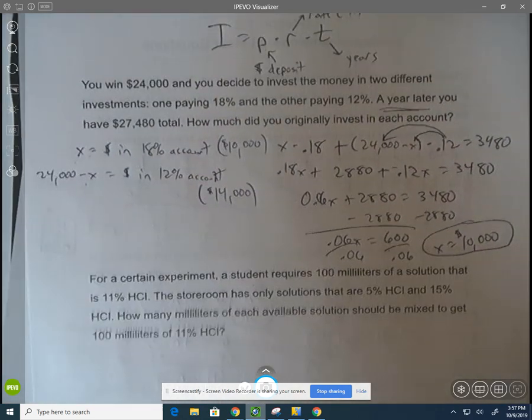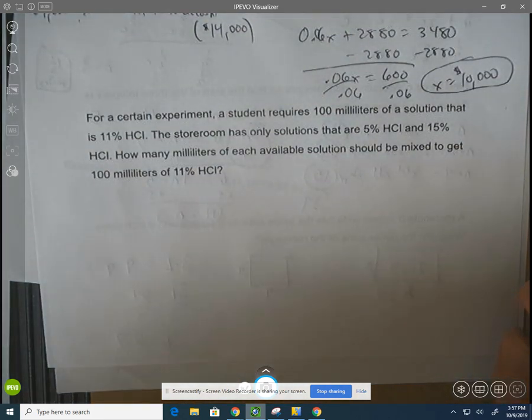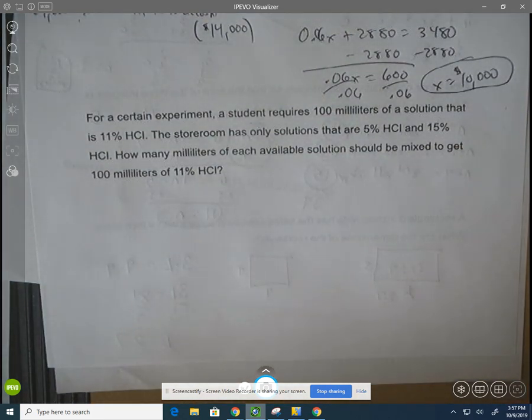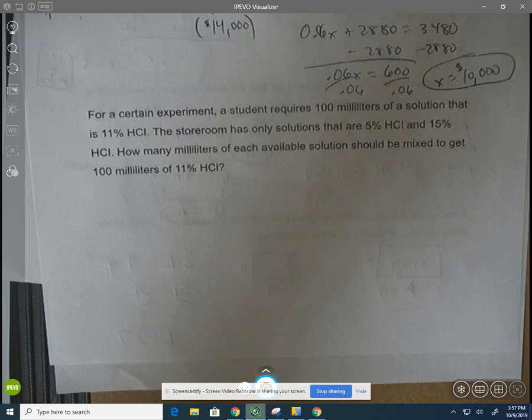All right, let's do a little chemistry. It says for a certain experiment, a student requires 100 milliliters of a solution that is 11% hydrochloric acid, HCl. The storeroom only has 5% HCl and 15% hydrochloric acid. How many milliliters of each should they mix to get 100 milliliters of the 11%?